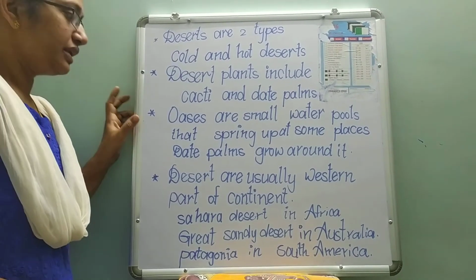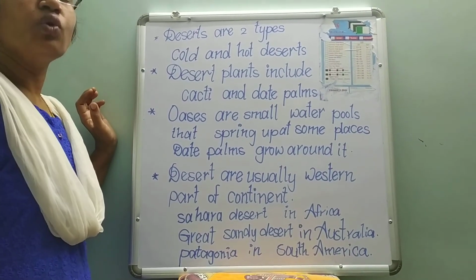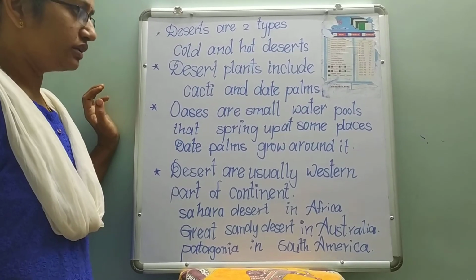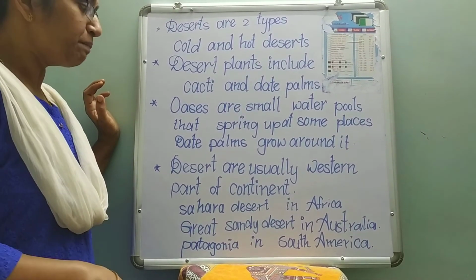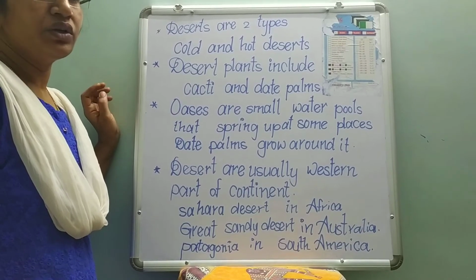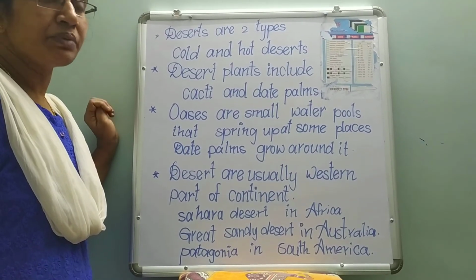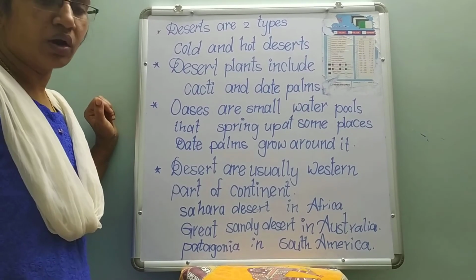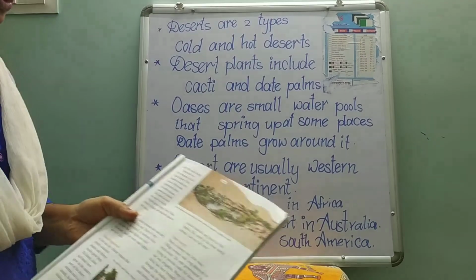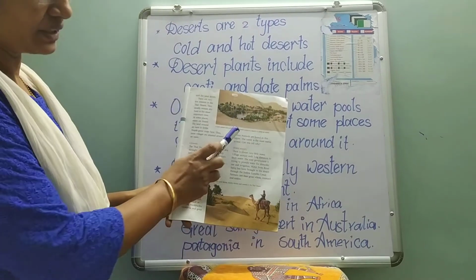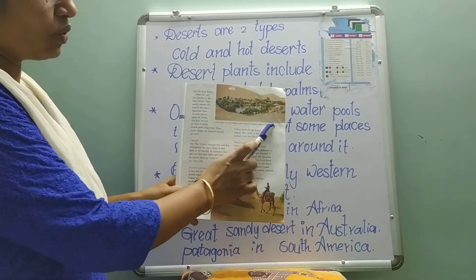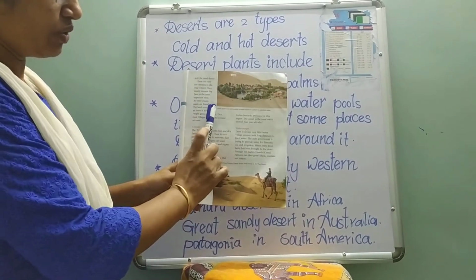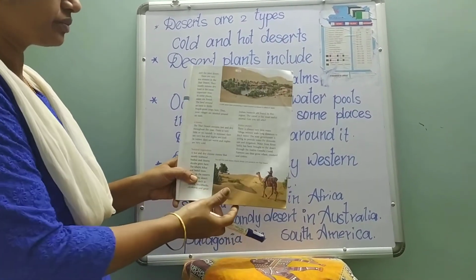Okay children, next, oasis. Oases are the small water pools that rise up in some places of the deserts. So in deserts, in some places we can see the oasis. Oasis means small water pools. So in this picture, you can see the oasis. This is the oasis picture.